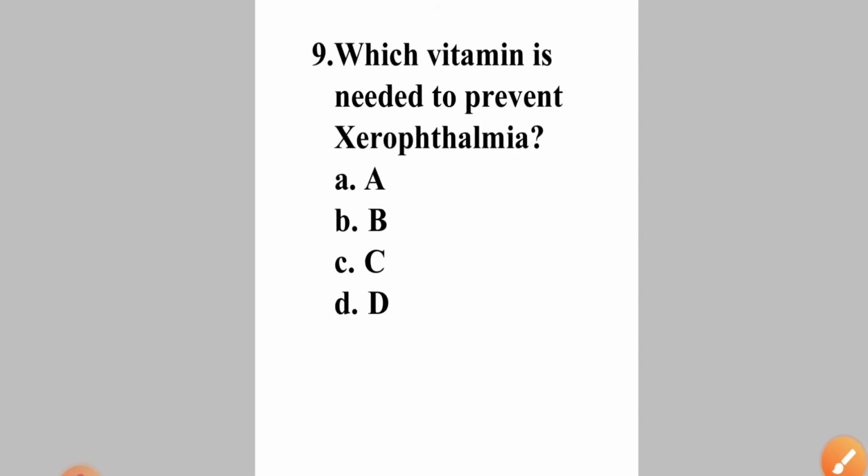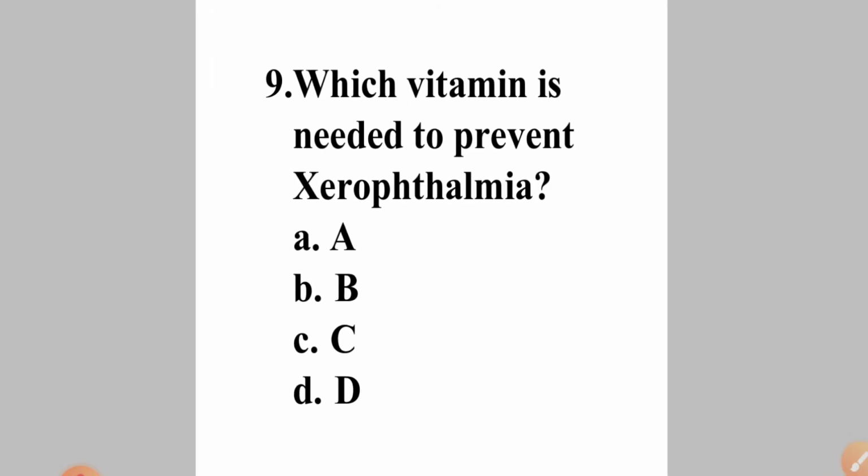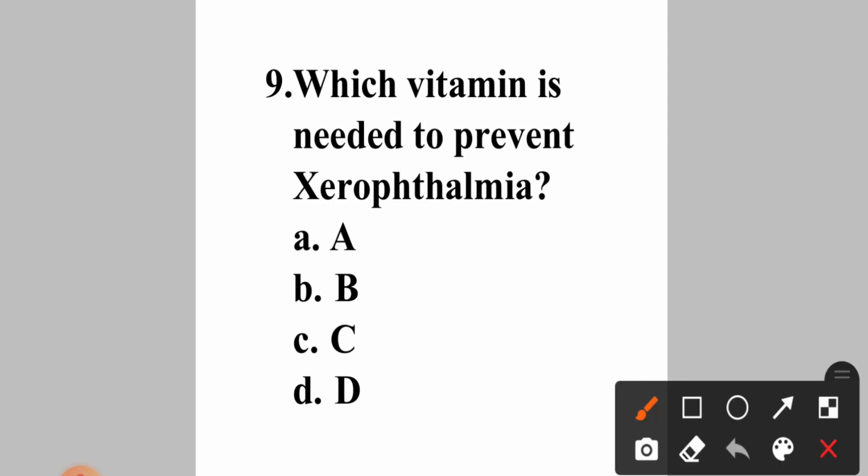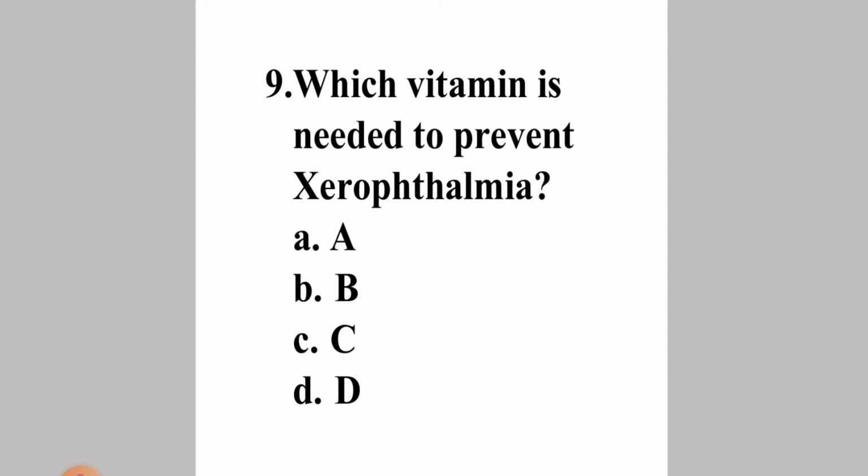Now come to question number 9. Which vitamin is needed to prevent xerophthalmia? Option A, vitamin A, B, vitamin B, C, vitamin C, D, vitamin D. So what is xerophthalmia? Xerophthalmia is the abnormal dryness of the conjunctiva and cornea of the eye with inflammation and ridge formation, which is typically associated with the deficiency of vitamin A. So the answer will be option A.